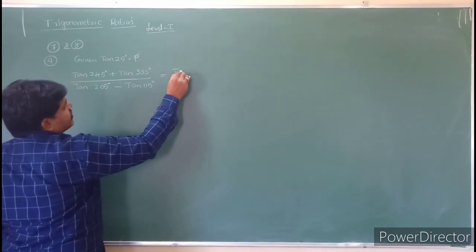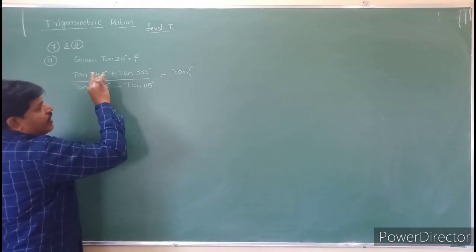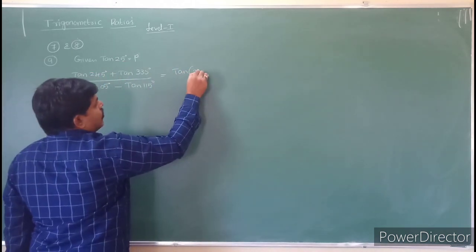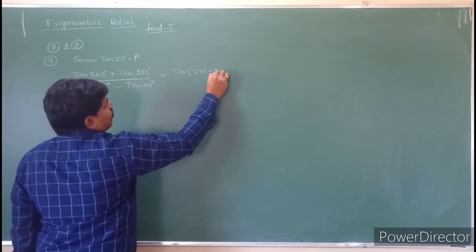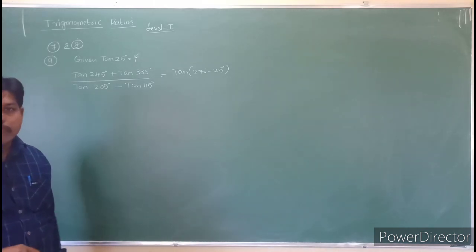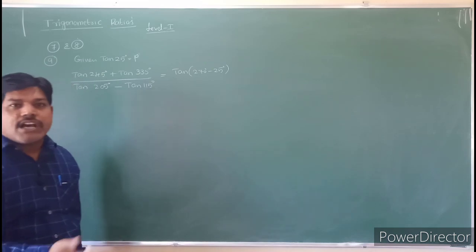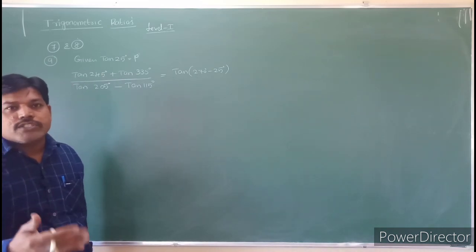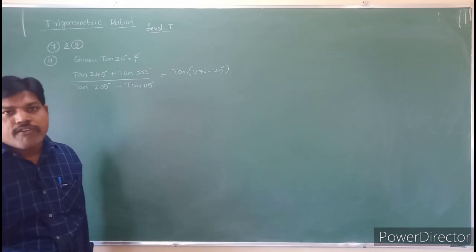I will write it like this: tan of... I want to get a 25 value. How to write this 25 value? That is nothing but 270 degrees minus 25 degrees. 270 minus 25 is 245, yes or no? Why? Because 270 minus theta, 270 plus theta, you already know the value. So that's why we write 270 minus 25.